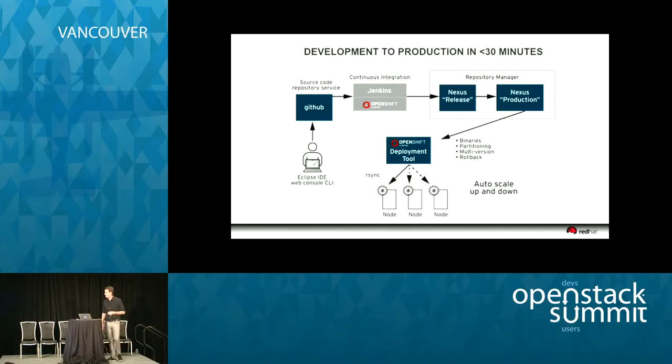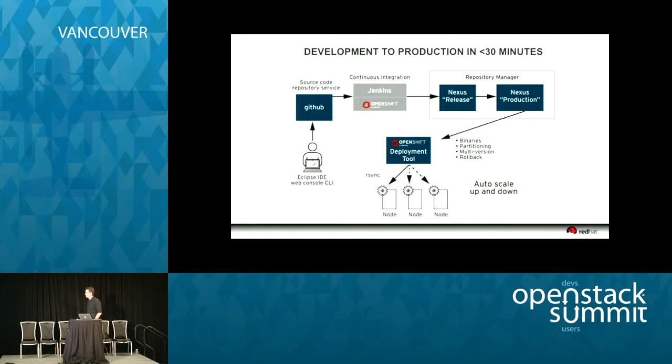And the way this worked is you had the developer on the left side pushing their source code into GitHub, checking in, and then it would go into the PaaS. That code would be built in the Jenkins server running on top of the PaaS. Once it was successful, the artifacts went into their Nexus repo. It was promoted from release to production.